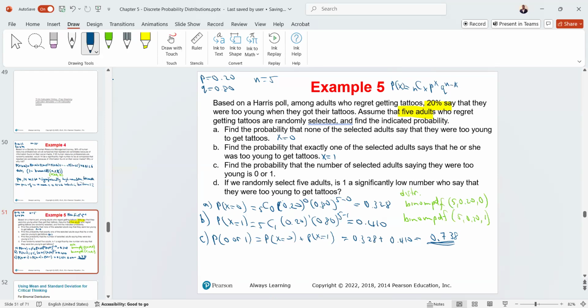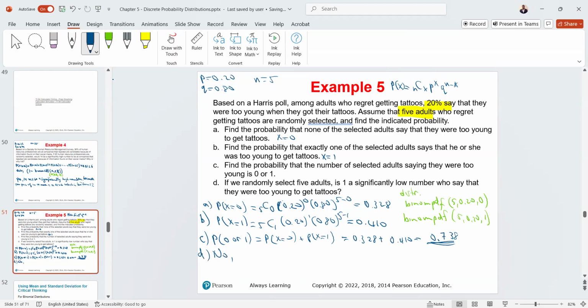Last question. If we randomly select 5 adults, is 1 significantly low number who will say that they were too young? Again, look at part C. Significantly low, you cannot say that. It's not unusual, because 1 is not significantly low, because the probability is more than 5%, right? It's not unusual. So no, definitely no. So we're going to put no.